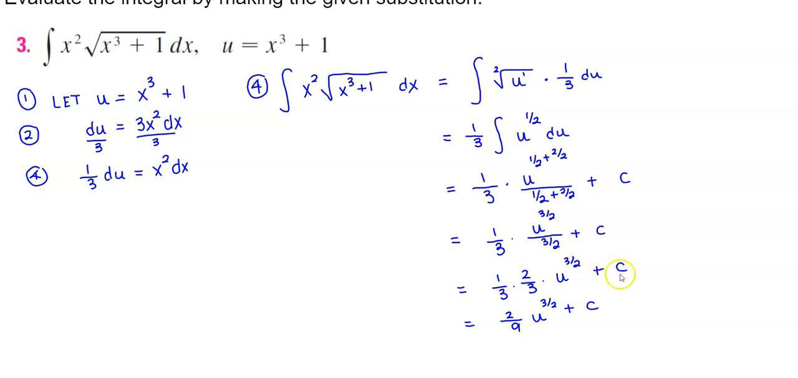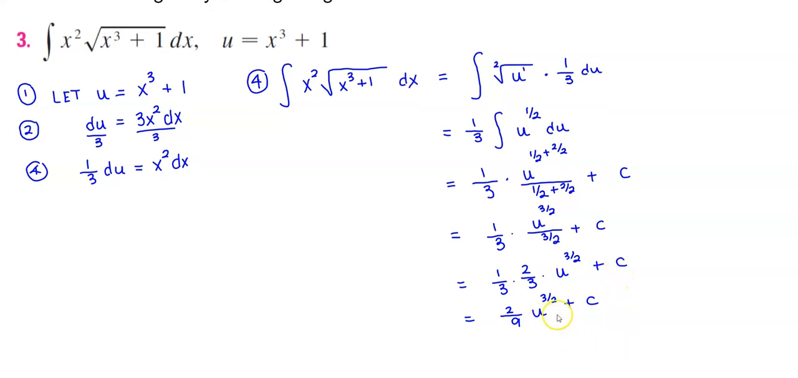And now the last thing we just need to do is to then replace u with what we said the substitution was at the beginning, which is x cubed plus 1. So therefore, we have 2/9 times parentheses x cubed plus 1 to the 3/2 power plus c. And therefore, there is our result.